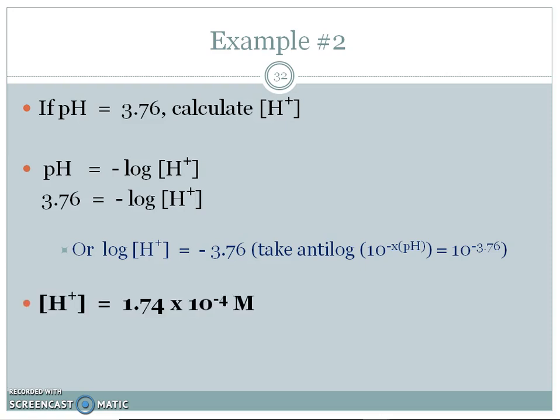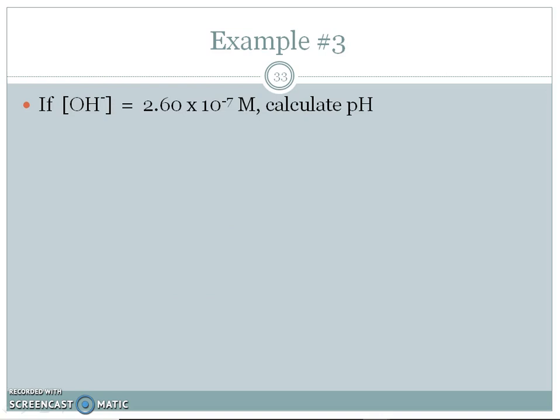Hopefully you got 1.74 times 10 to the negative 4, and because it's asking for concentration, we need the unit of molarity. pH does not have a unit, but molarity does, so we want to remember that. Here's an example 3. This is what I meant before.